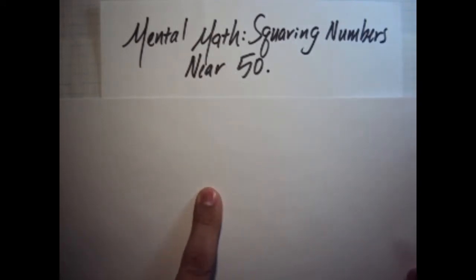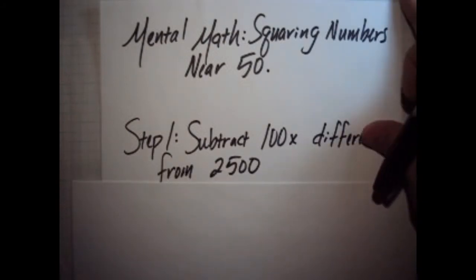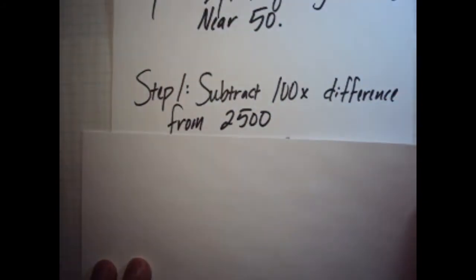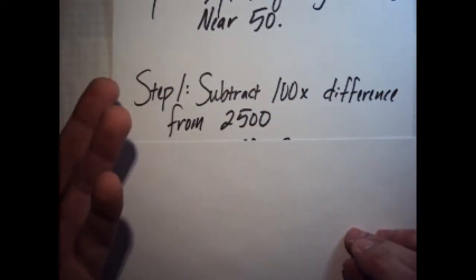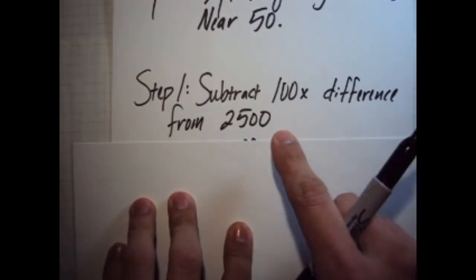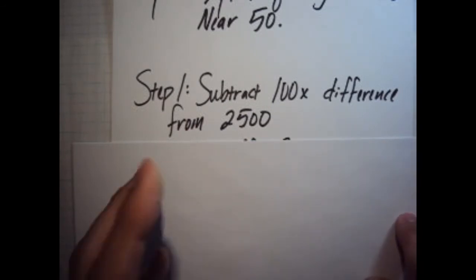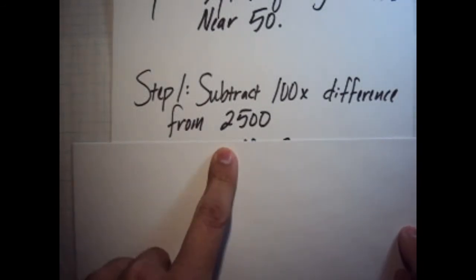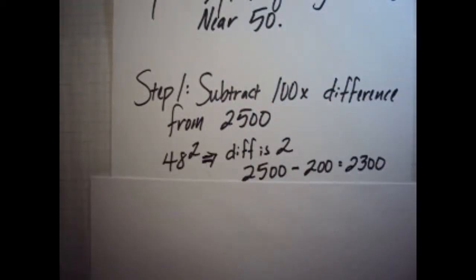So this trick, squaring numbers near 50. The first step we're going to do is subtract 100 times the difference. And when I say difference, I mean the difference from 50. So we take 50, subtract whatever number we're trying to square, and that gives us our difference. So we're subtracting 100 times the difference from 2,500. And if you'll remember, 2,500 is 50 squared. So that's where that number comes from.